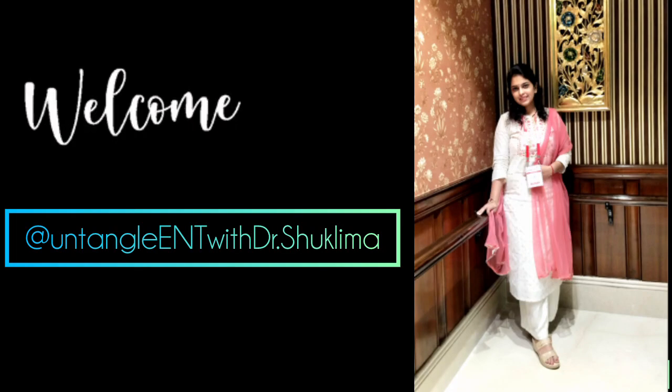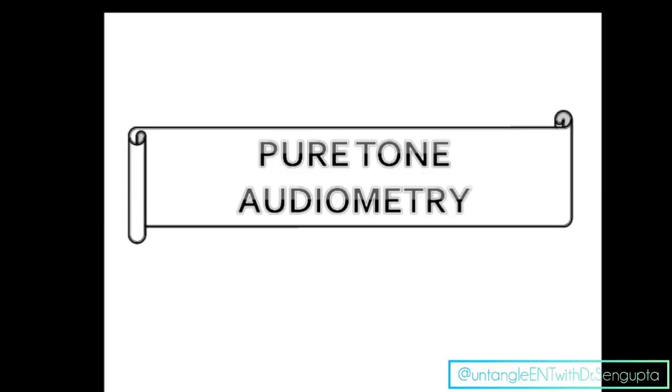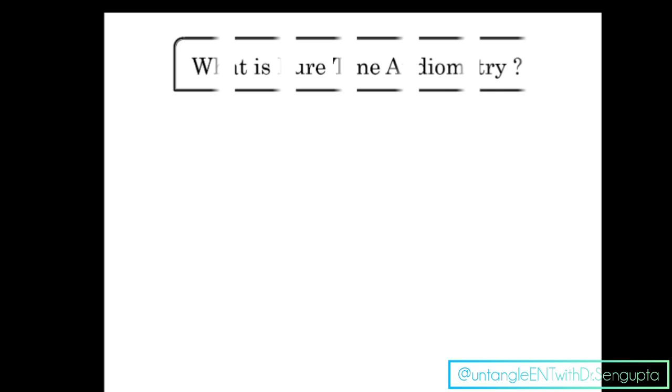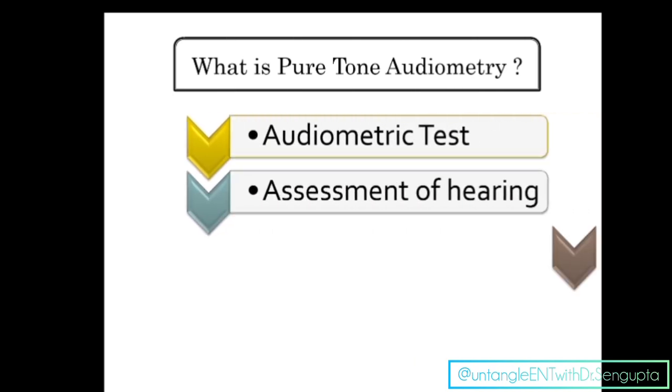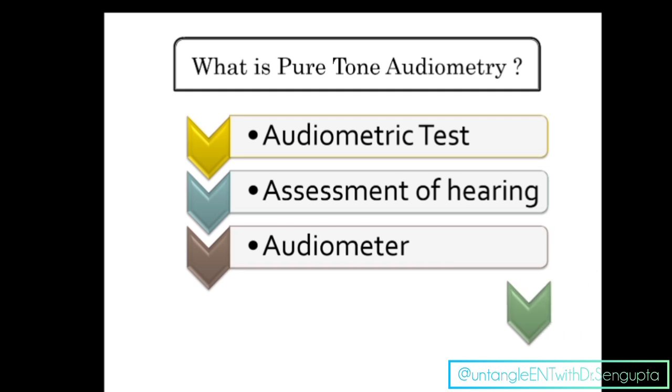We will explore a very beautiful concept of ENT, that is pure tone audiometry, through this video. We will learn the basics in a simplified way and try to interpret and get a quick diagnosis. So let's begin. Pure tone audiometry is an audiometric test which is used for assessment of hearing, which requires an audiometer and it is represented through an audiogram.